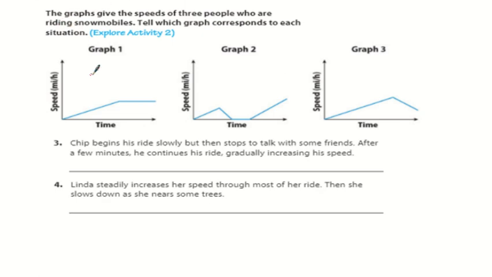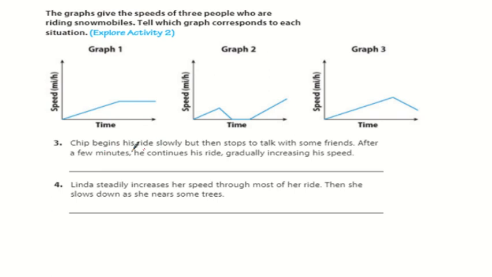Okay, so we have the speed of three people who are riding snowmobiles. Tell which graph corresponds to each situation. Last time, please pause and then answer questions three and four. So pause and answer questions three and four. You should be able to match graph one, two, or three with number three and number four.